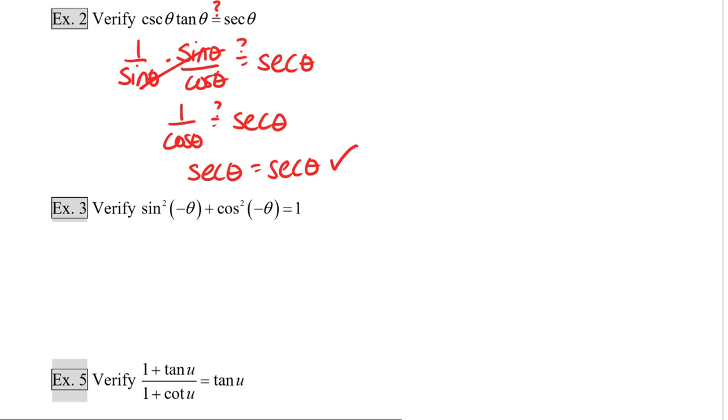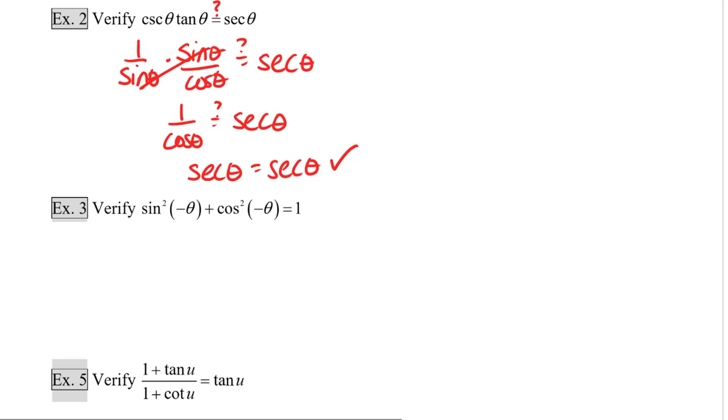Notice that I didn't skip any steps. I didn't do any steps in my head. I did not multiply both sides of the equation by anything because it wasn't an equation. I am restricted to working on only one side to make it look like the other side. Let's try the next one.